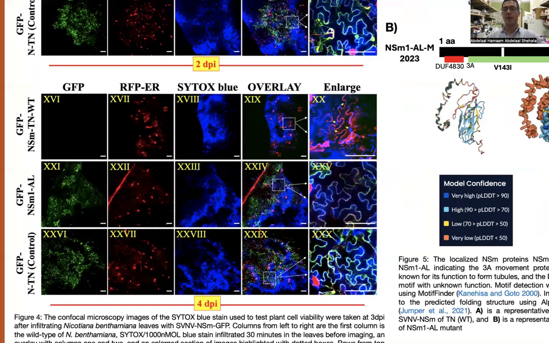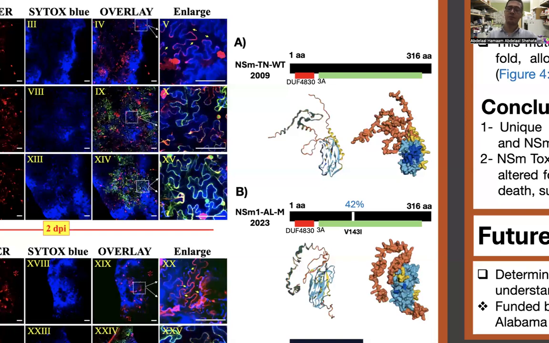So when we look at the maps or the domains of these proteins, first of all, they both contain a domain called DUF4830. Basically, it stands for domain of unknown function. We don't know the function of this domain. And more interestingly, it's coming from bacteria. So this is very interesting, and we don't even know what the function of this domain is. But we do know the function of the domain 3A. This is the tubule formation domain.